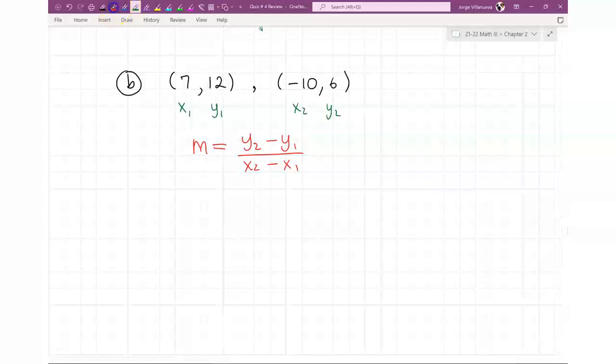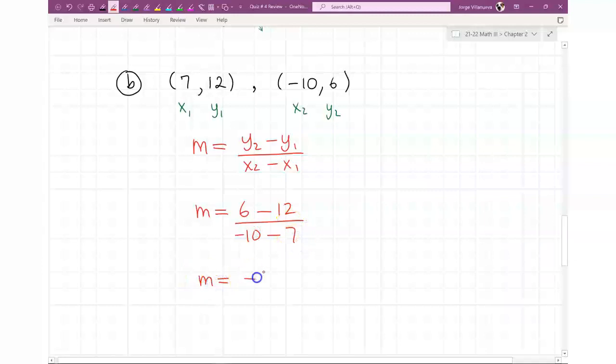So let's do this right here. So m is equal to y sub 2. What's my y sub 2? 6 minus, what's y sub 1? 12. Thank you. Divided by x sub 2, negative 10 minus x sub 1, 7. Okay, so far so good.